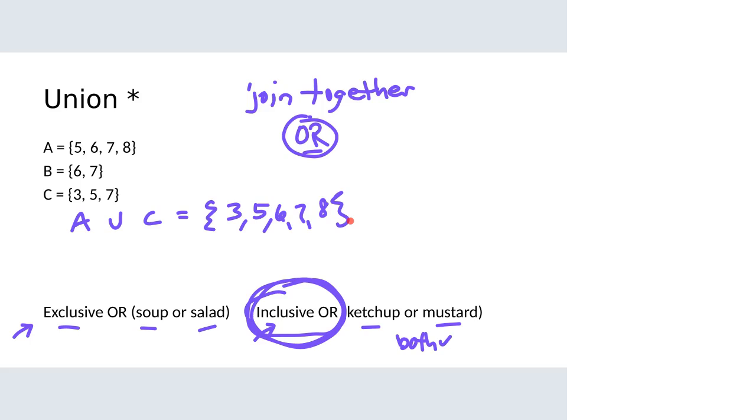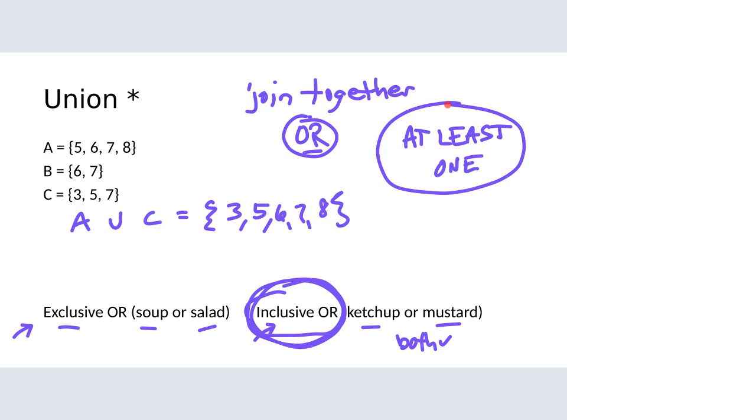We've joined those two sets together. It's the elements that are in A or in C. Another way to say this, it's all the elements that are in at least one of those two sets. If you're in at least one of those two sets, you're in the union. If you're in A, good enough. If you're in C, good enough. If you happen to be in both, that's fine. At least one of the two sets means you're good enough to keep.